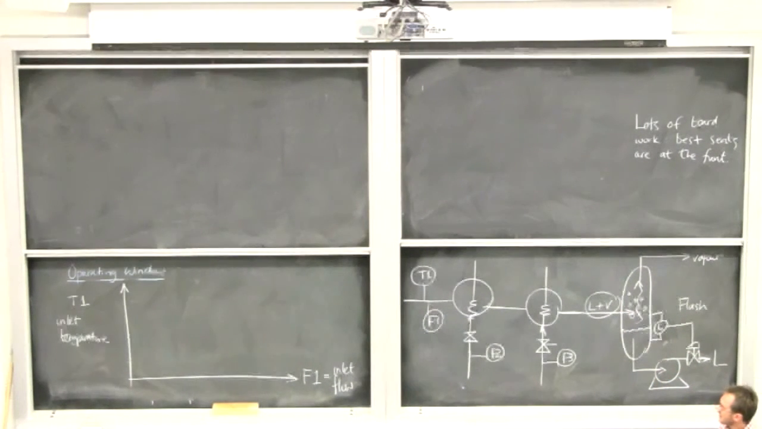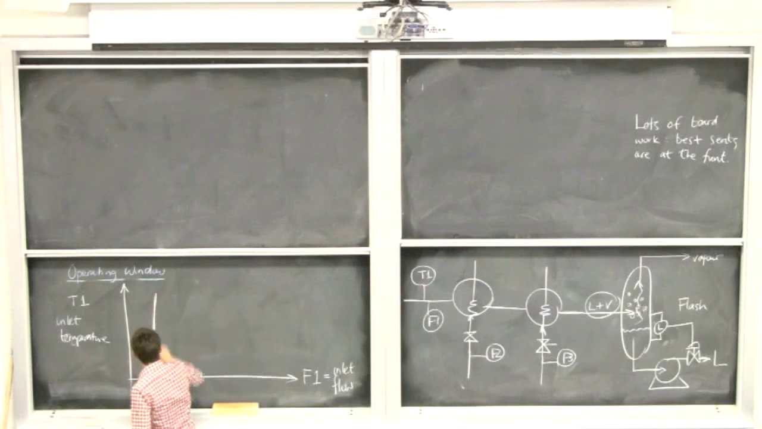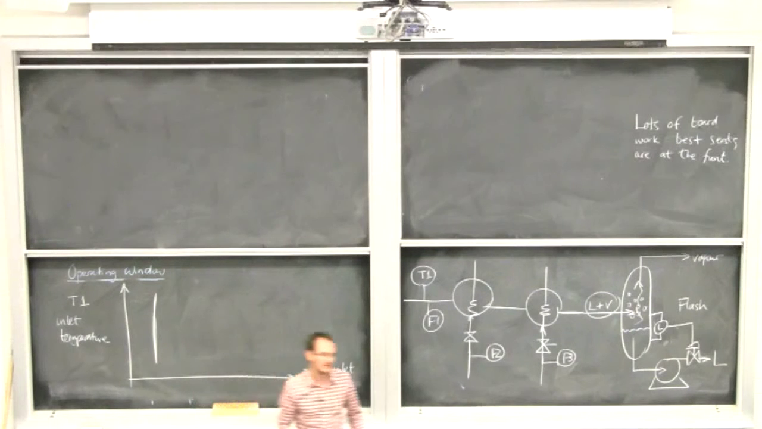So I'm going to just draw one of the bounds in the operating window, and I'm going to ask you to think about it and interpret it. This takes a little while. It seems a little bit counterintuitive. But there's this bound over here, this vertical line in the notes.